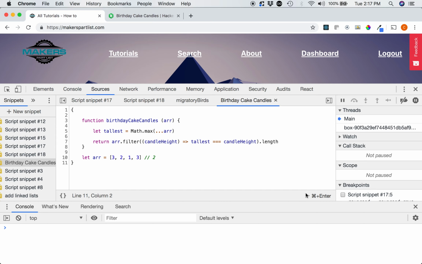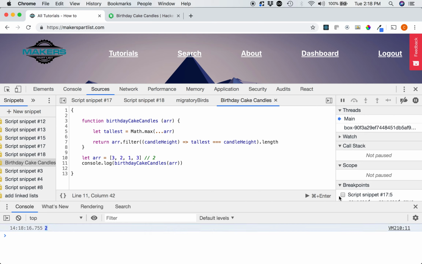that was uneventful. Why is it not running? Oh, because I don't actually call it. Birthday cake candles with the array. And maybe I'll just console log it. My brain is not working right now, so let's see. Yeah, 2. There you go.